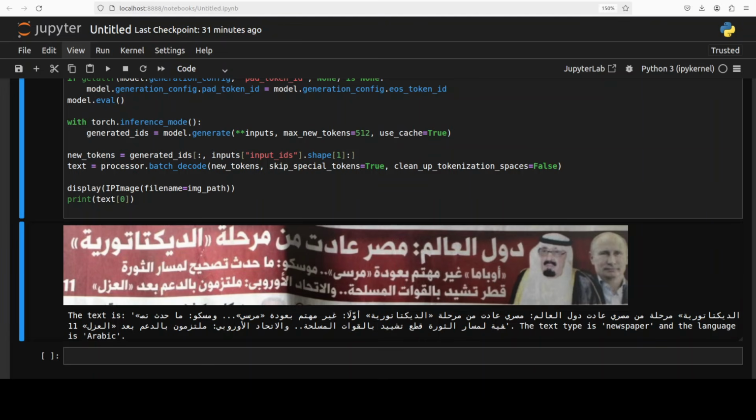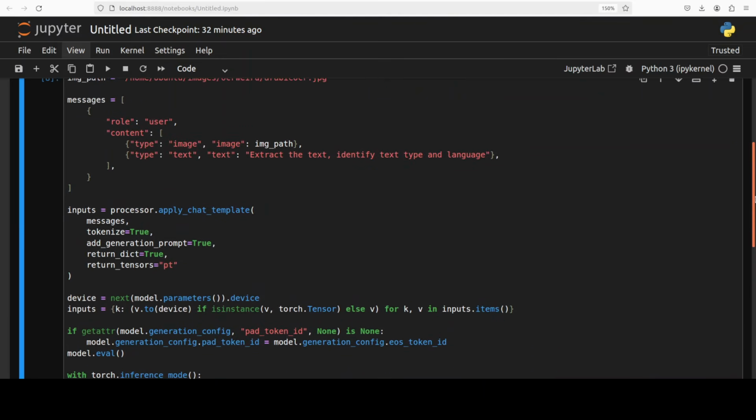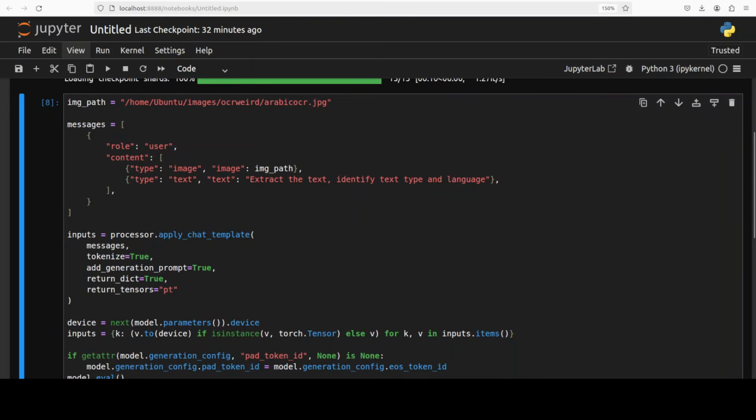Now, if you are that language speaker, please tell me what do you think, because visually looking at it, some of the words look quite good to me. For example, look at this one and this one. Also some of the other words, and it has identified the language, and it has also identified the text type as newspaper. How good is that? Okay, let's do one more OCR, let's do a chart one now.